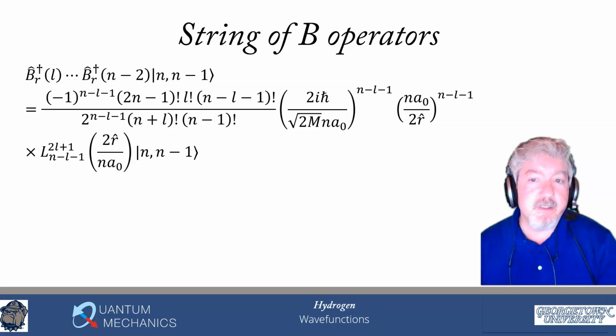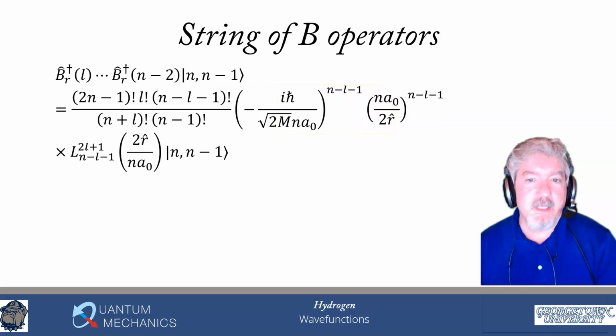What I'm doing here in going to the next step is some simplifications. You see there's a 2 to the n minus l minus 1 in the denominator and in the numerator. That can be canceled. You see that there's a minus 1 to the n minus l minus 1. I can bring that into that other power. And so what we get is minus i h bar over square root of 2m na0. The factorial terms stay all the same. The power terms stay all the same. The Laguerre polynomial stays the same, and so does the state.